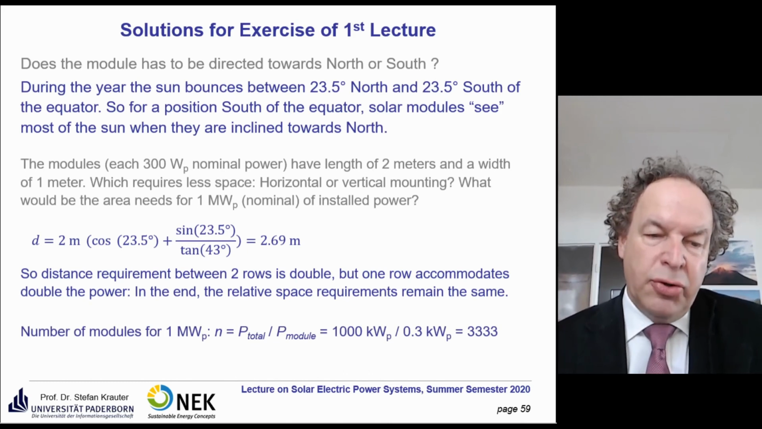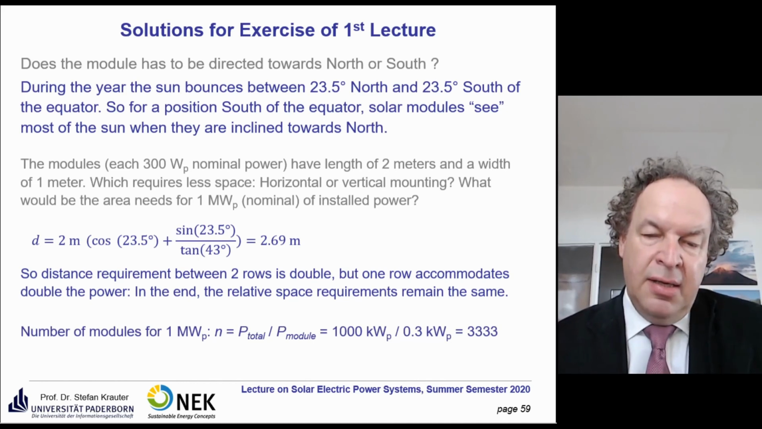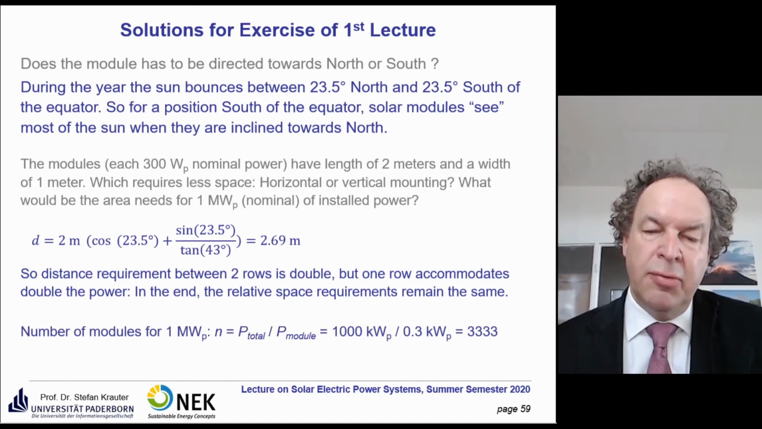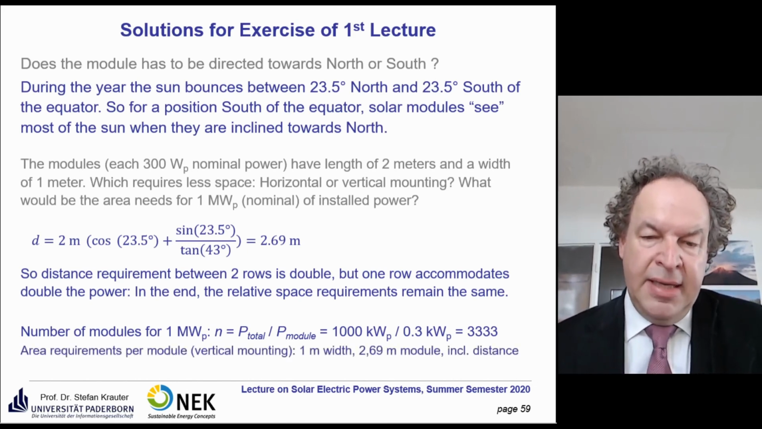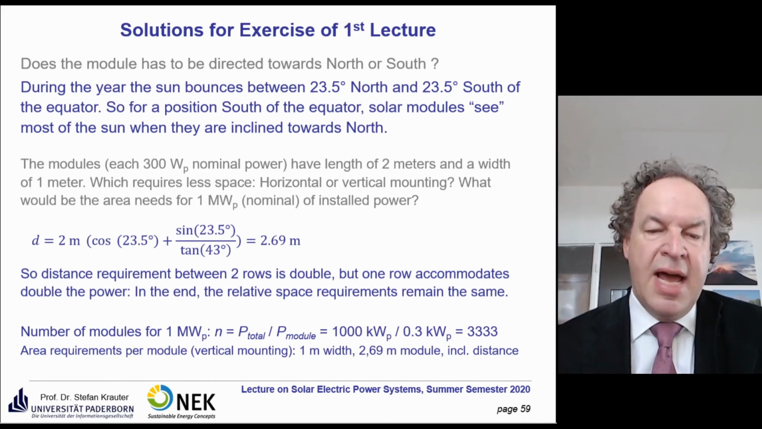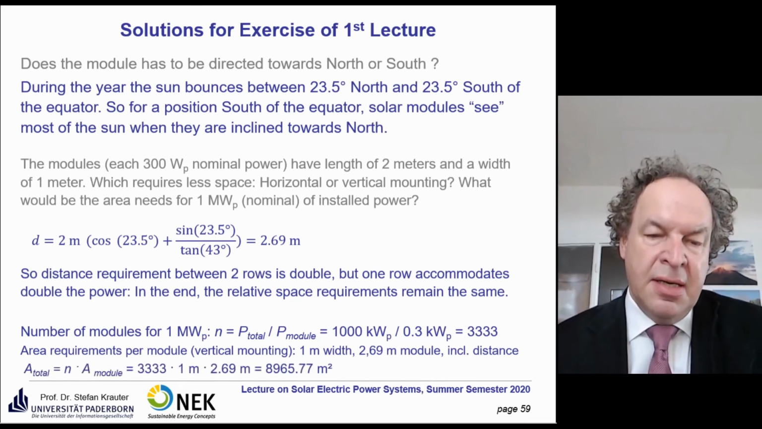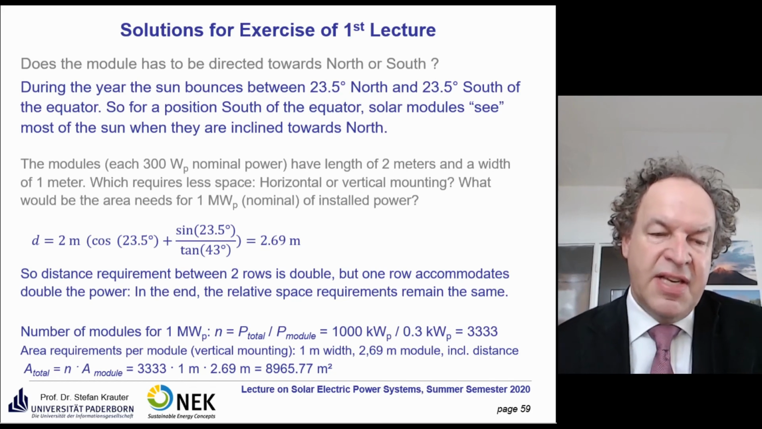For the number of modules for 1 megawatt, we have the total power of 1 megawatt, and we have 300 watts each, so in total we need 3,333 modules. Then we have the area requirement, so we have a width of 1 meter and a distance of 2.69 meters including spacing, and then we need 8,965.77 square meters.